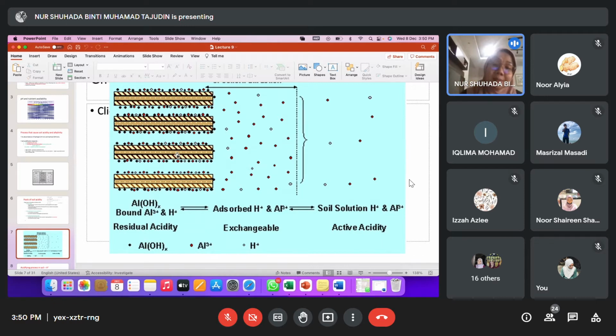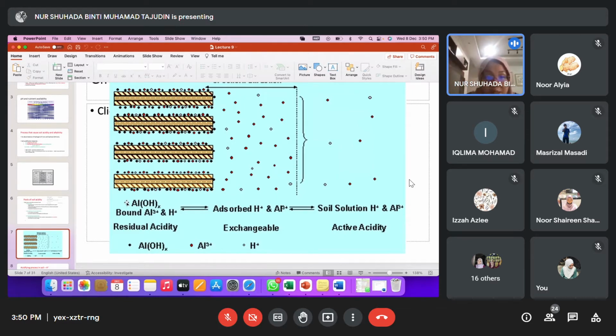Okay, why aluminium? Okay, aluminium dia macam H plus juga. It carries acid punya properties. Okay, that's why aluminium is also considered as materials that cause the soil to become acidic. Okay, so that is the difference between three types of acidity. Okay, please remember you ada tiga types, which is residual, exchangeable and active.